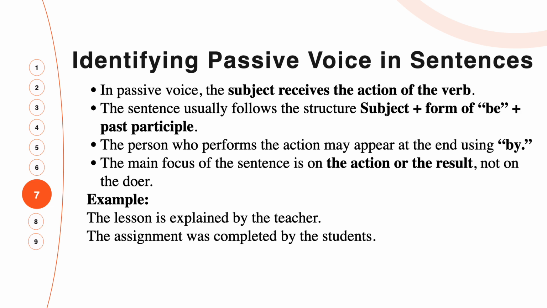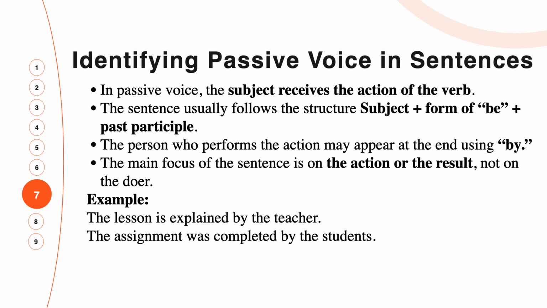Identifying passive voice in sentences. In passive voice, the subject receives the action of the verb. The sentence usually follows the structure subject plus form of be plus past participle. The person who performs the action may appear at the end using by. The main focus of the sentence is on the action or the result, not on the doer. Example: the lesson is explained by the teacher. The assignment was completed by students.